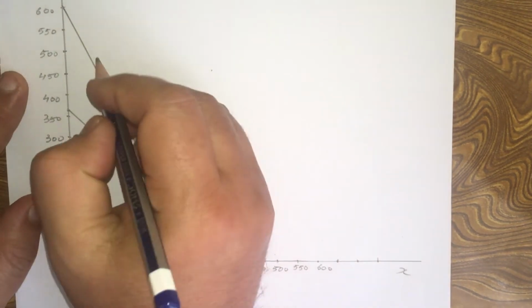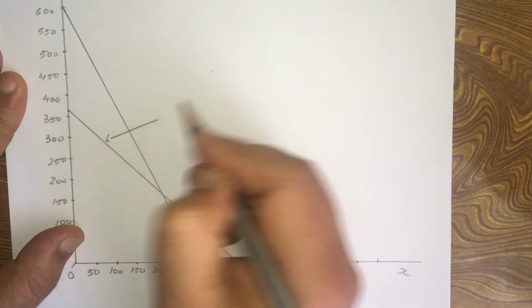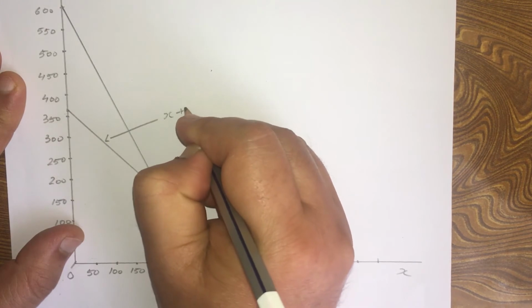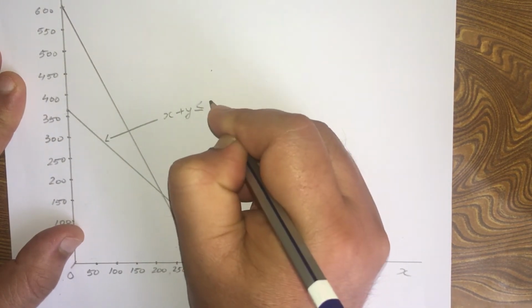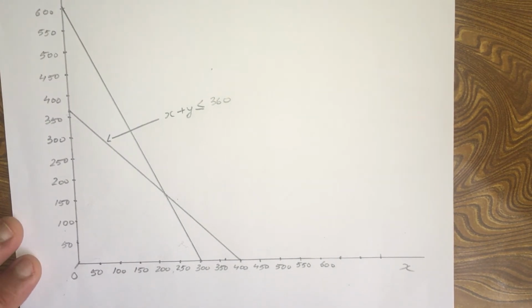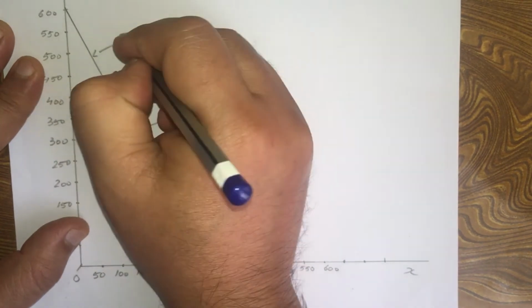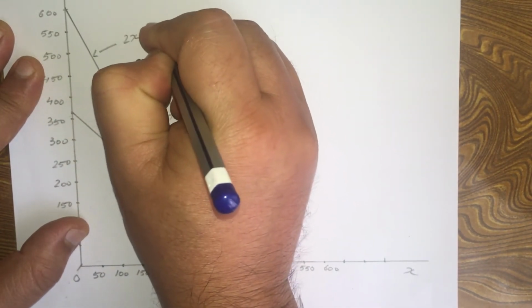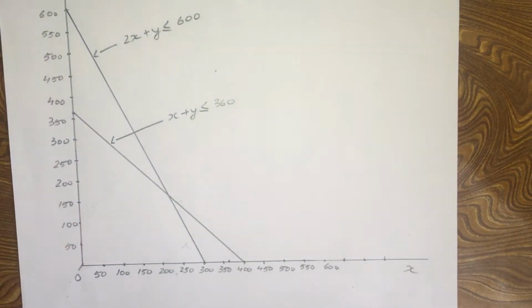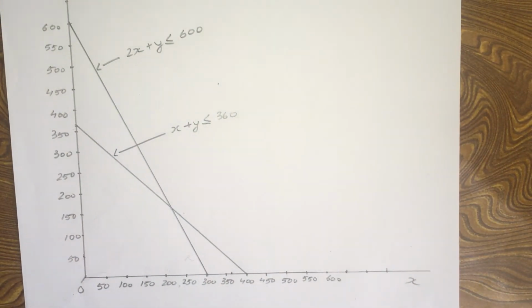Now this is your x plus y less than or equal to 360. This is your machine hours, M1 hours constraint, and the other one is your 2x plus y less than or equal to 600. This is your machine 2 hours constraint.